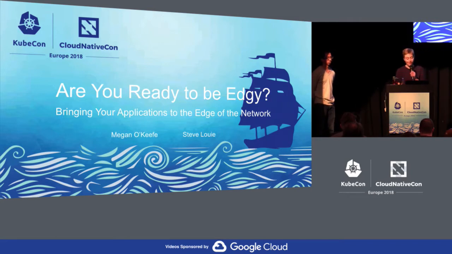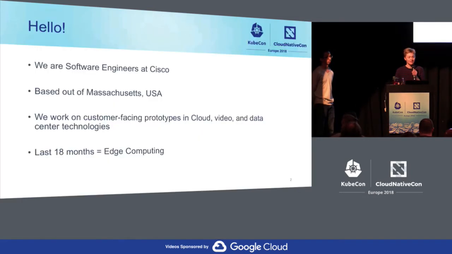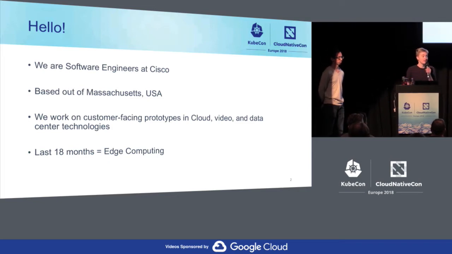This talk is going to be all about edge computing and approaching edge as a multi-cluster Kubernetes problem, which is exciting stuff. Just to give a little bit of background, both of us are engineers at Cisco. We work near Boston on a rapid prototyping team. We work on all sorts of different projects, ranging from data center stuff, cloud stuff, video stuff. The last year for us has been mostly focused on edge computing, so that's what we're here to talk all about.